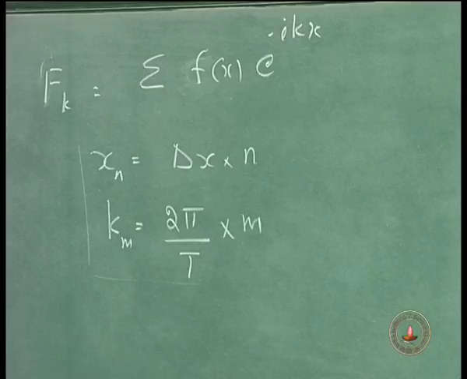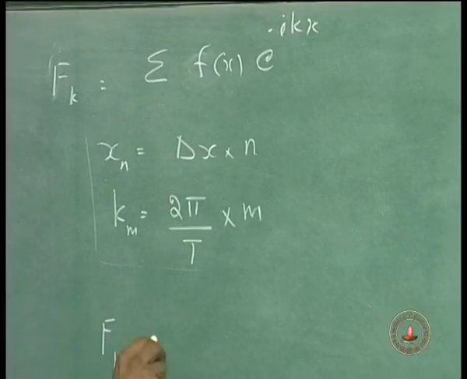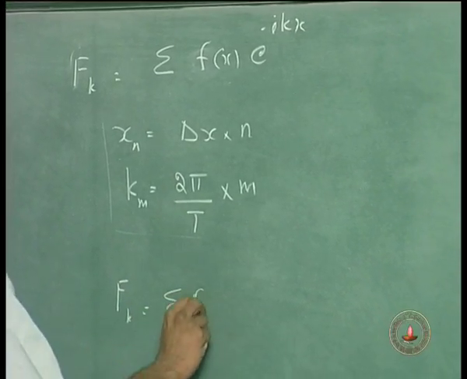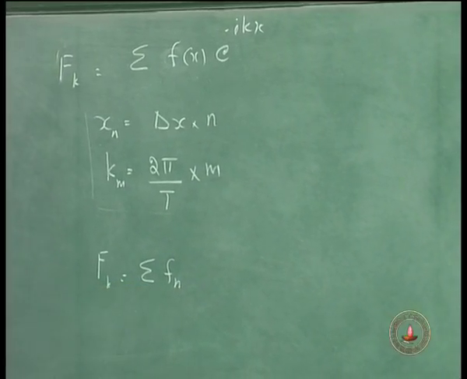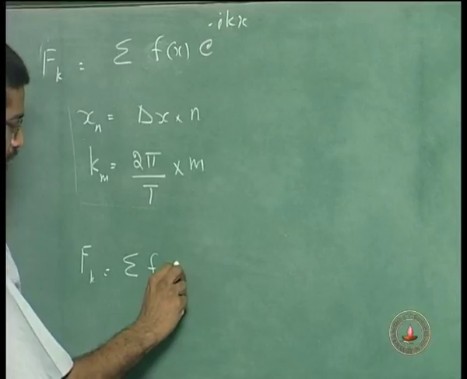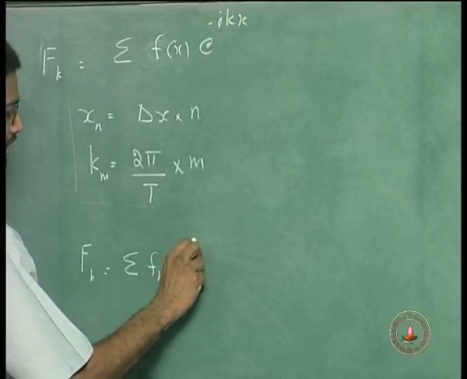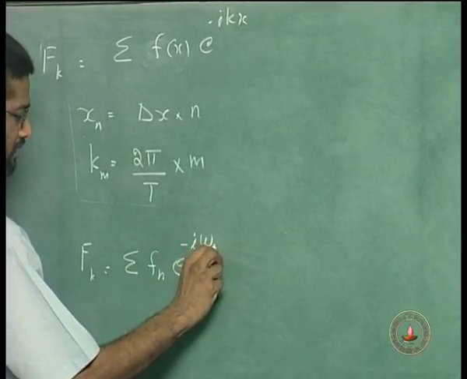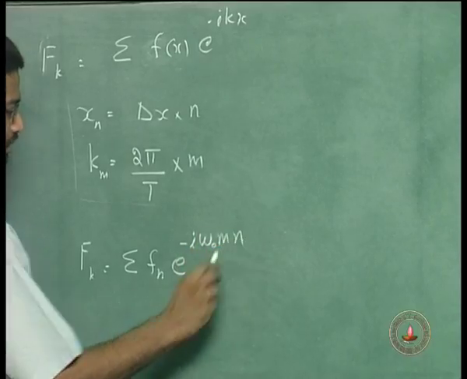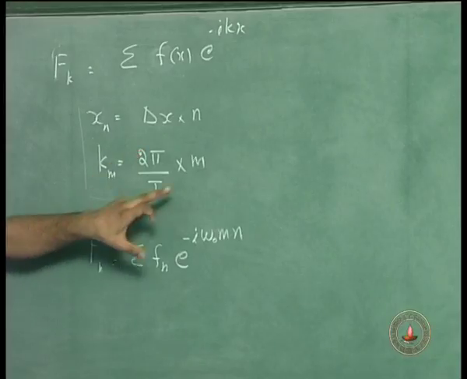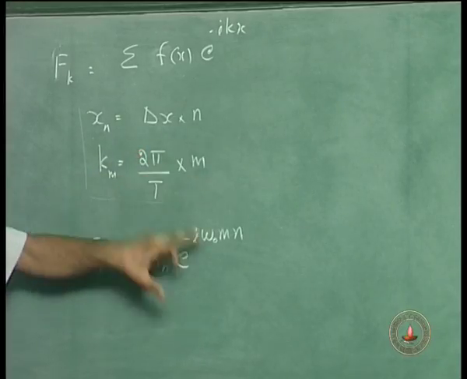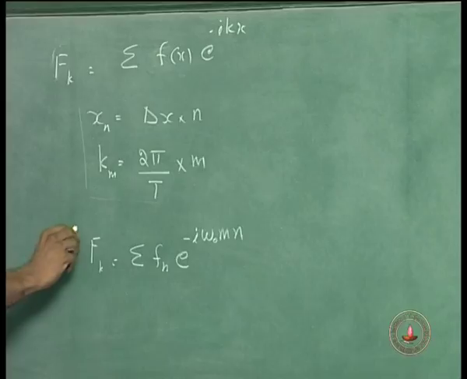Now when you substitute that in this, we get the expression which I have just written. So we say Fk has now become the sum of fn, our function value at xn, into e to the power of minus i omega 0 times m times n. Now omega 0 is this value, and omega 0 times m times n, that's what we are going to write. So that's the expression which you are going to write.